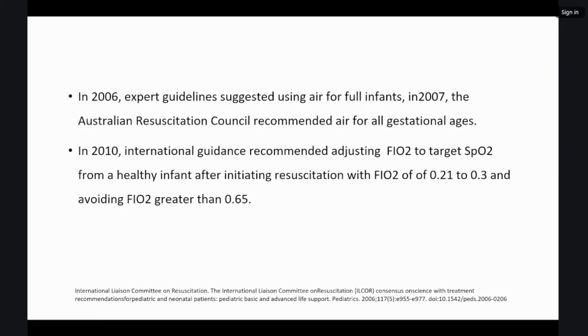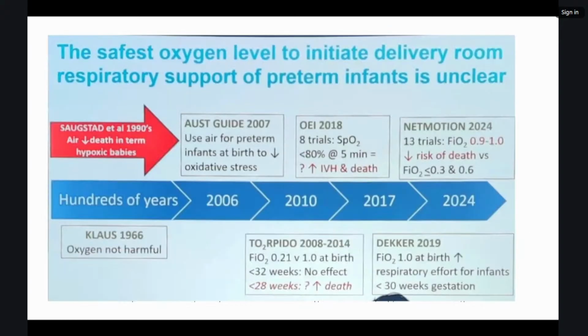In 2010, the international guidelines recommended adjusting the FiO2 to target the SpO2 of healthy infants after initiating resuscitation with FiO2 of 21% to 30%, and avoiding FiO2 greater than 65%. So the safest oxygen level to initiate delivery room respiratory support of preterm infants remains unclear. As we see from this, Saugstad et al. in the 1990s showed that using air reduced death in term hypoxic babies.